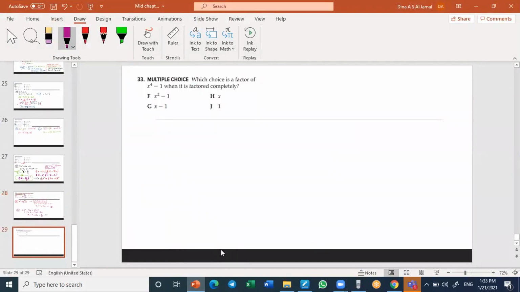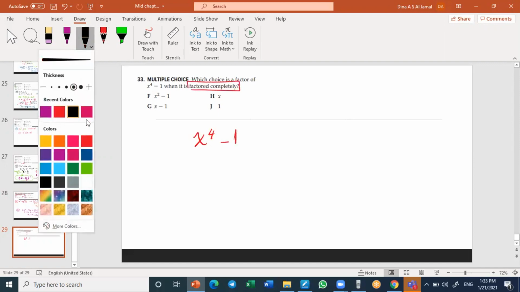Good. Now let's go to the last question in the practice test, which needs concentration from you. Even in Aleph, there are many questions like this. So please refer to Aleph also. Which choice is a factor of x to the power 4 minus 1, when it is factored completely? So you would like to factor it completely.